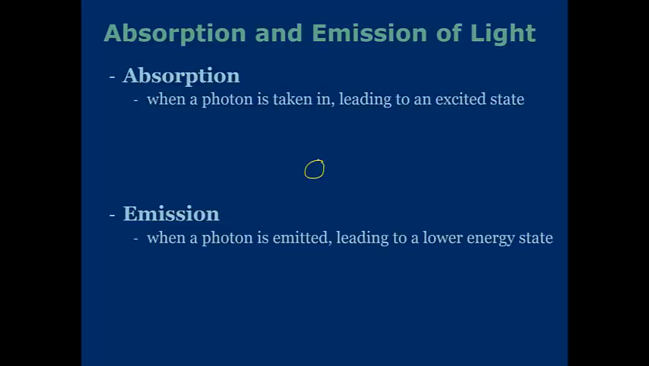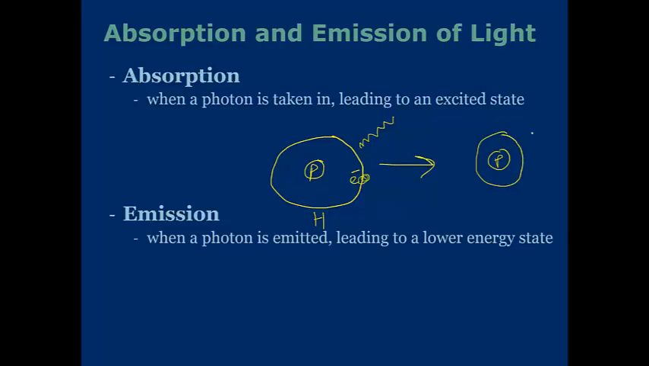So if I were to have my nucleus and an electron here, and this will be the simplest atom, hydrogen. When a photon hits this in the ground state, the electron will jump to an excited state, so it'll go up to a higher orbit.